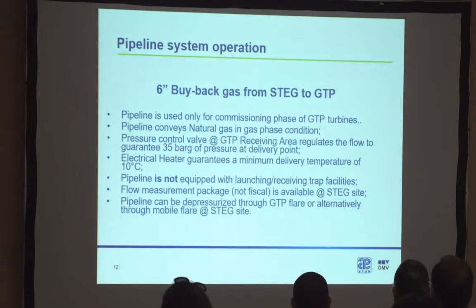Pressure is 35 bar. We have here an electrical heater just to guarantee the minimum delivered pressure by the GTP conductor, which is minimum 10. The pipeline is not equipped with pig launcher and receiver. We have a flow measurement, but not fiscal. And we have a connection for a mobile flare for depressurization.